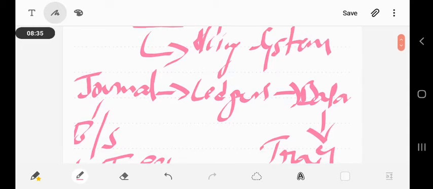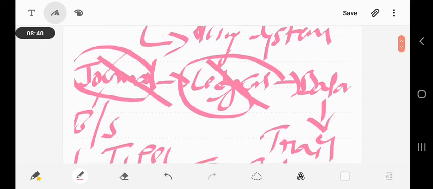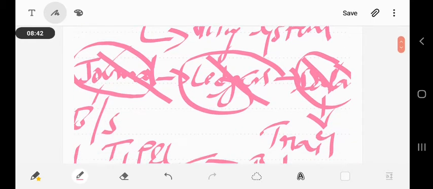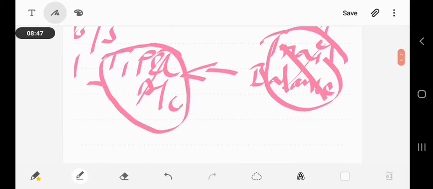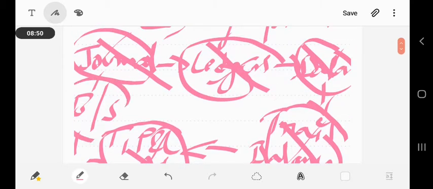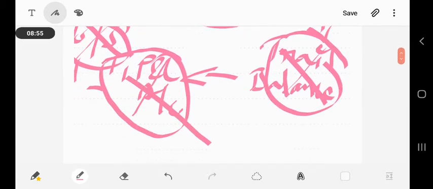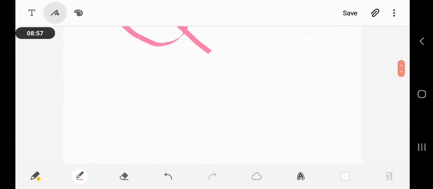you don't have to create a journal, you don't have to create a ledger, you don't have to balance those ledgers, again you don't have to create a trial balance, you don't even have to create trading and profit and loss account, you don't have to draft a balance sheet. Then what? Where does it happen? In computerized accounting system, everything is possible.